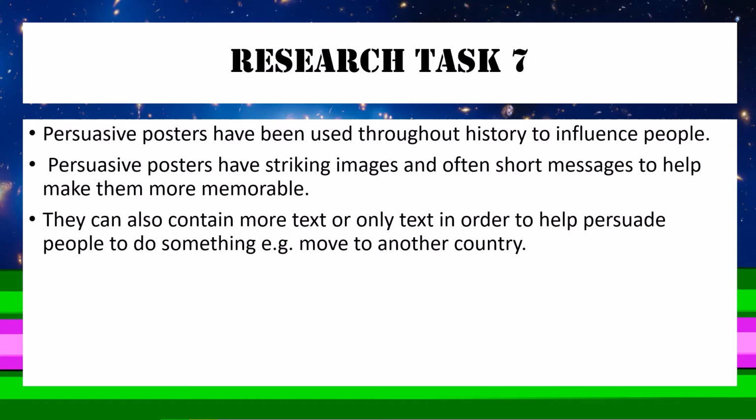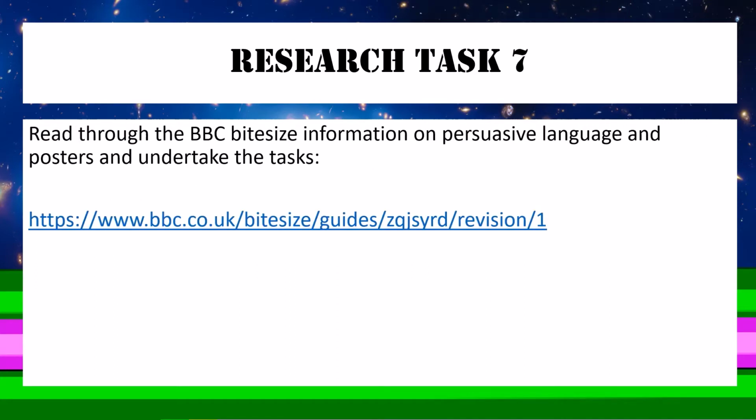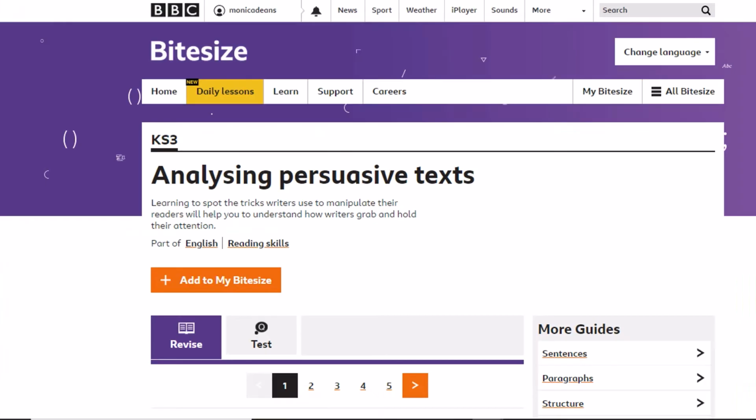And you're going to have to think carefully about what words and pictures you're going to use in your poster to help persuade people to move to Mars. Now, the first thing that I want you to do is to follow the link here to this website, and that is going to take you to the BBC Bitesize website, where there is some information about persuasive language. I will include the link to this website underneath the video that I post as well.